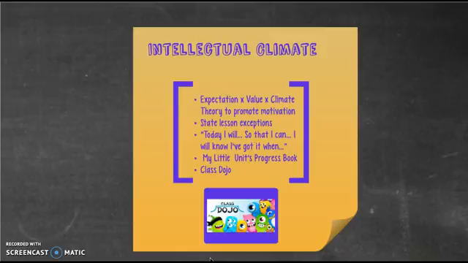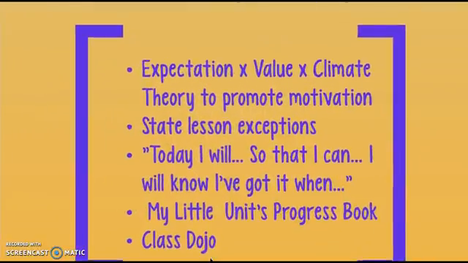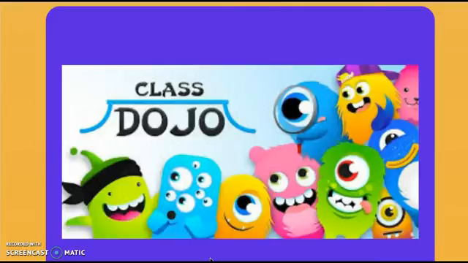Then also, I'm including Class Dojo, which I've also seen in my practicum, and it's an online software that is just a way of getting students motivated. Here's an example of what Dojo looks like. It's really fun. Each student is represented by a little monster, and they can earn points, and they can be separated into clans, so it's like teamwork, whoever's in their group.